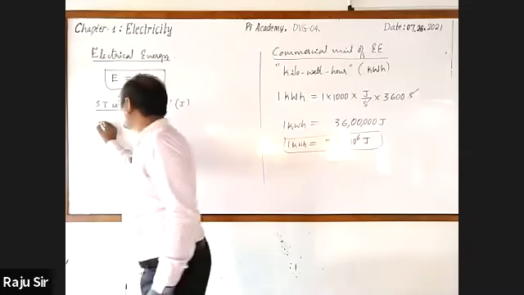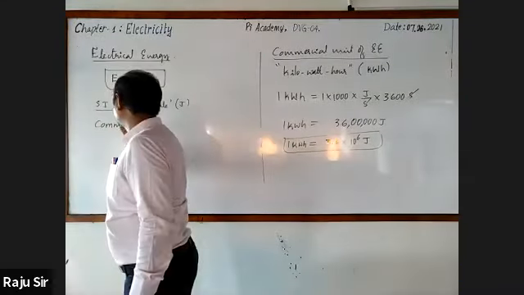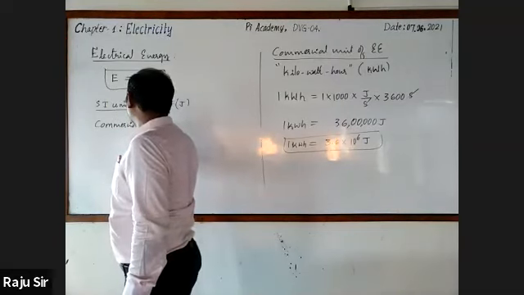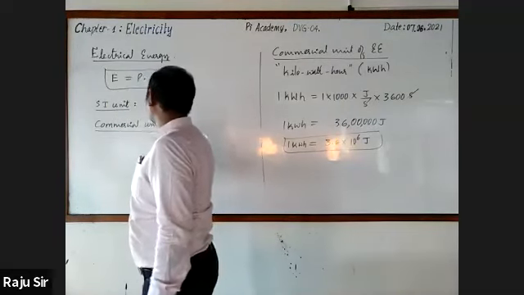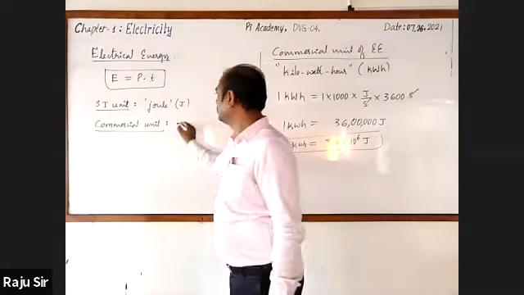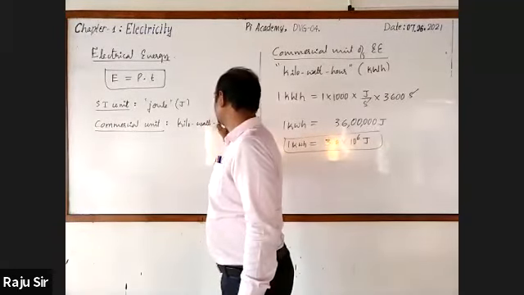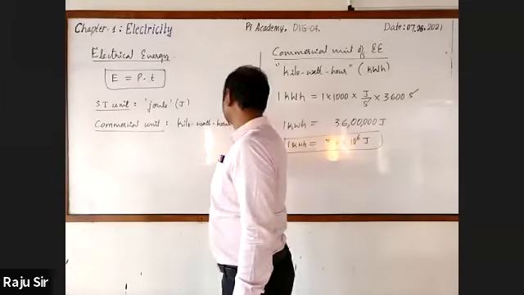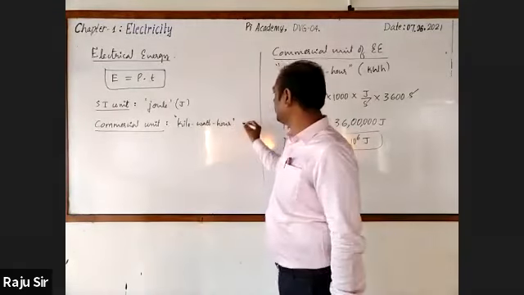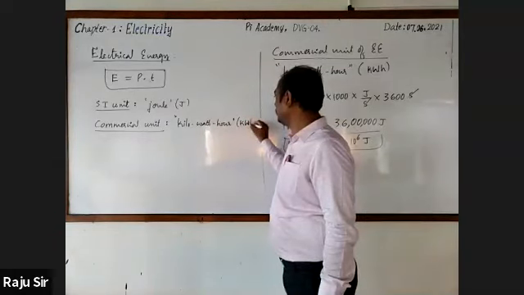Next, commercial unit. Commercial unit is kilowatt hour. Kilowatt hour, in bracket you write kWh.